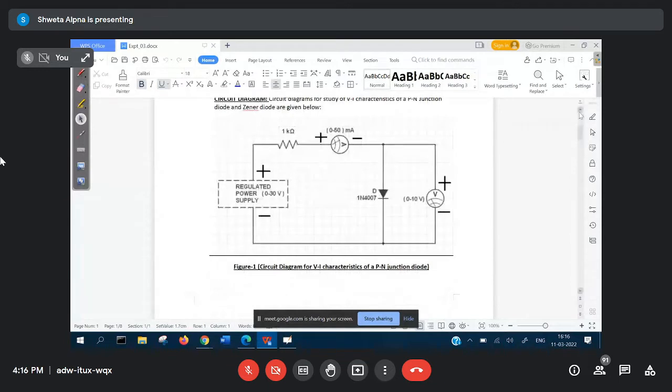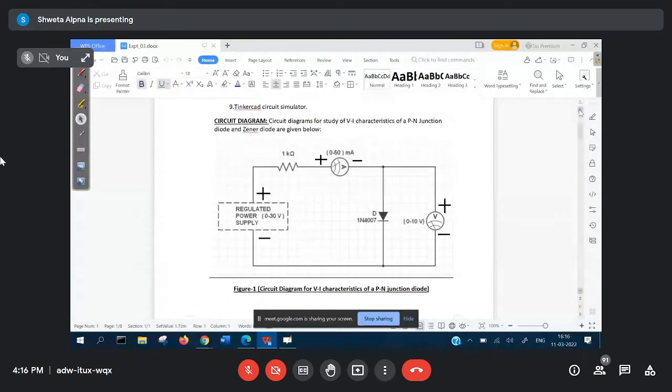This is the circuit diagram that you will be connecting using Tinkercad for the VI characteristic of the PN junction diode. Here you can see the input is a regulated power supply. In Tinkercad you will drag and drop to get a power supply here, a 1 kilo ohm resistor here, and in series you will connect an ammeter with a range of 0 to 50 milliamperes. And then there is a diode here, 1N4007, across which you will connect the voltmeter of range 0 to 10 volts. So there are 5 components.